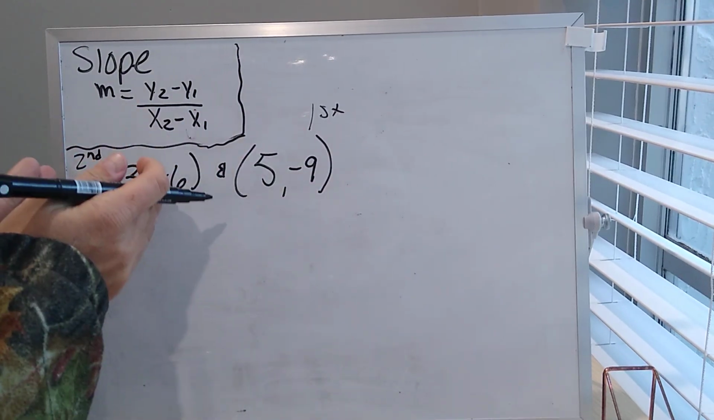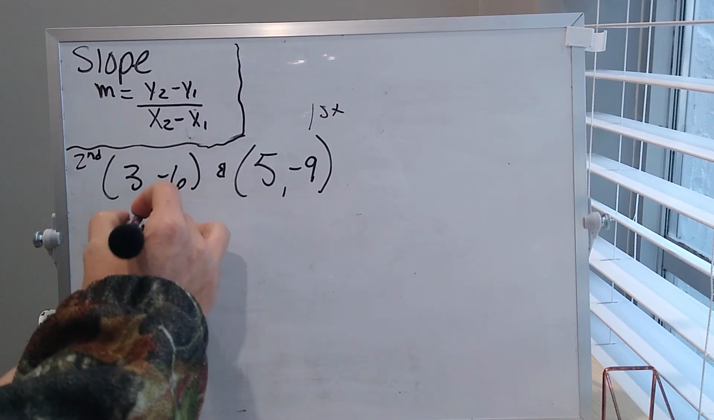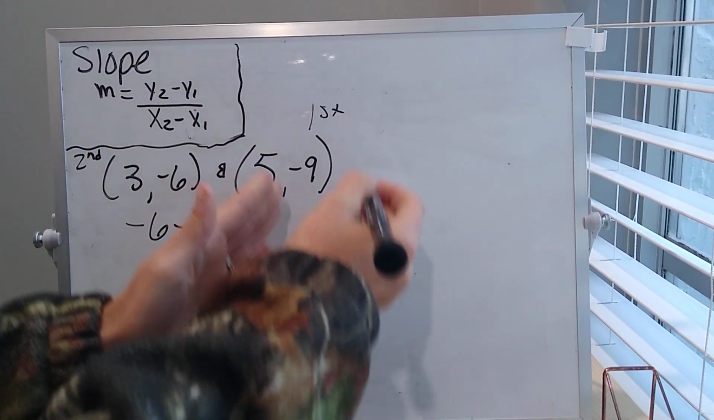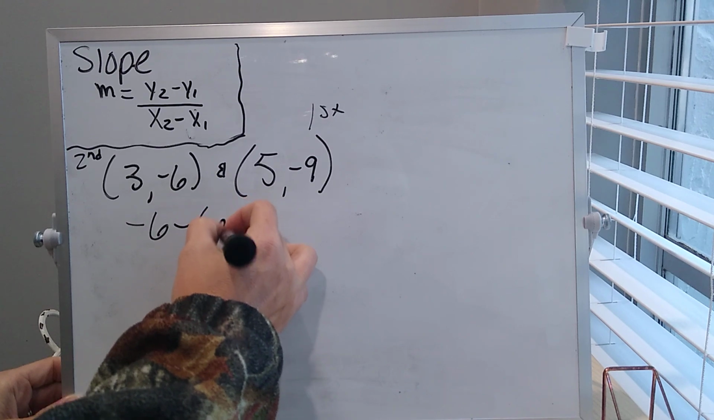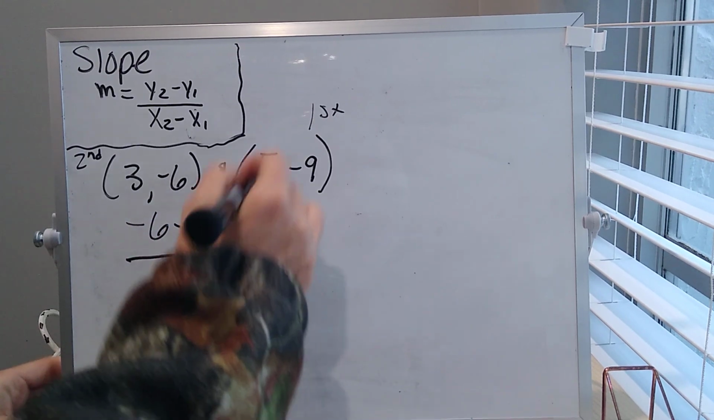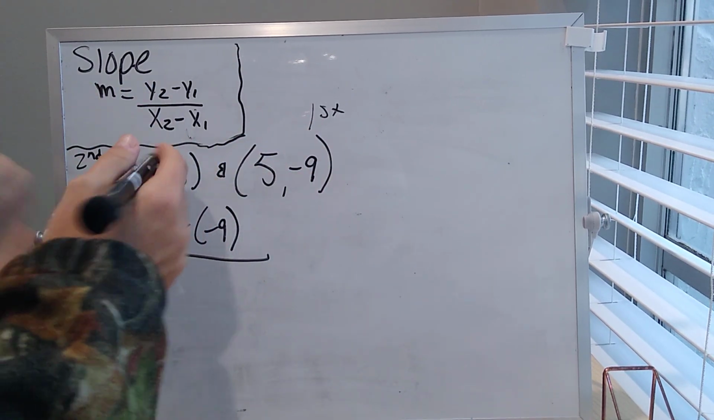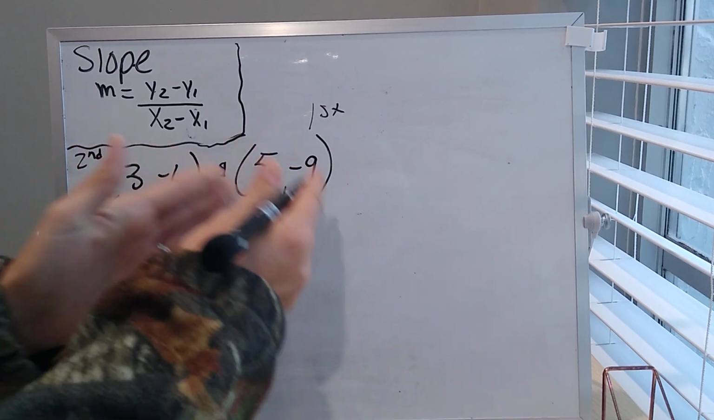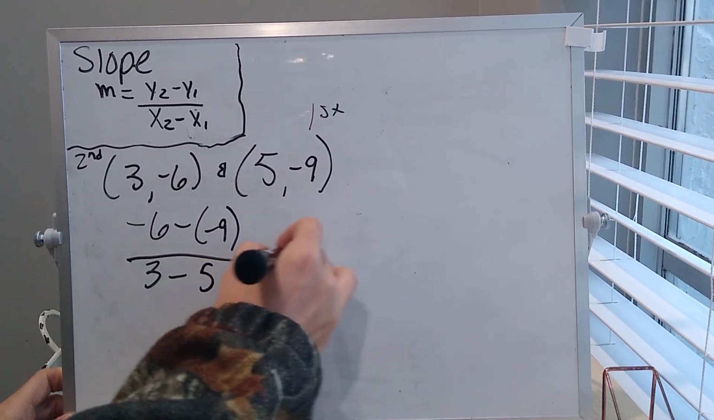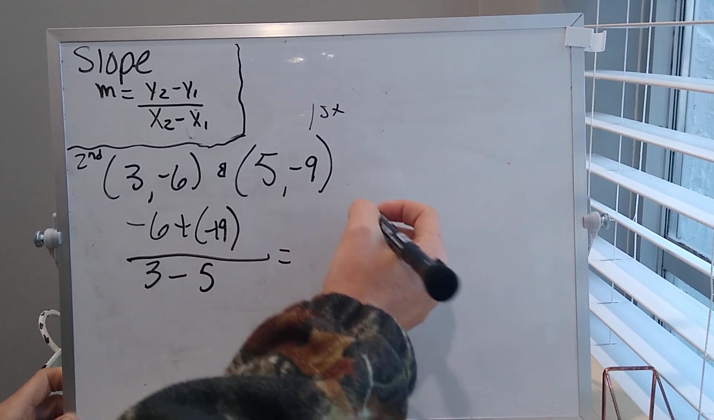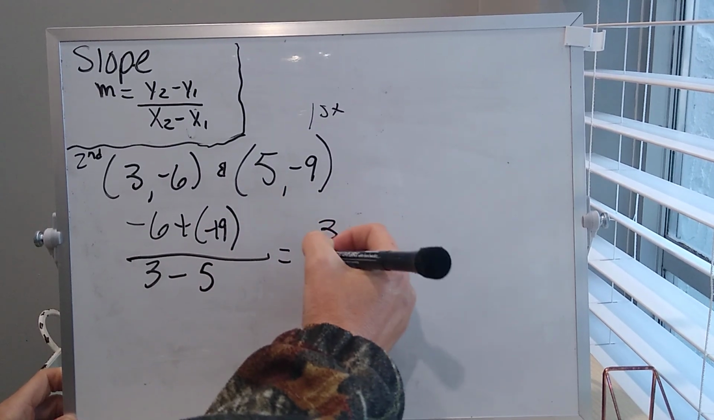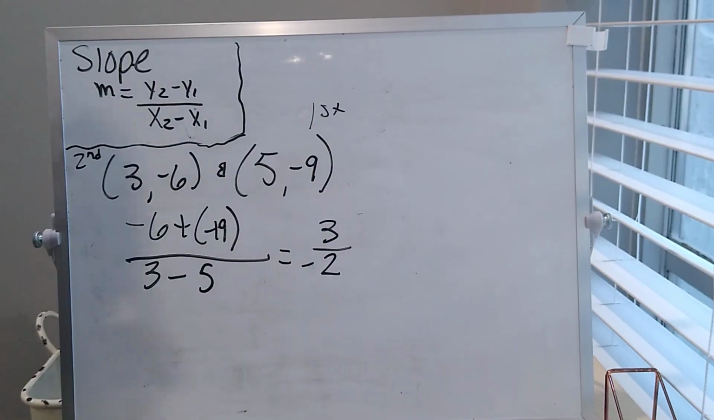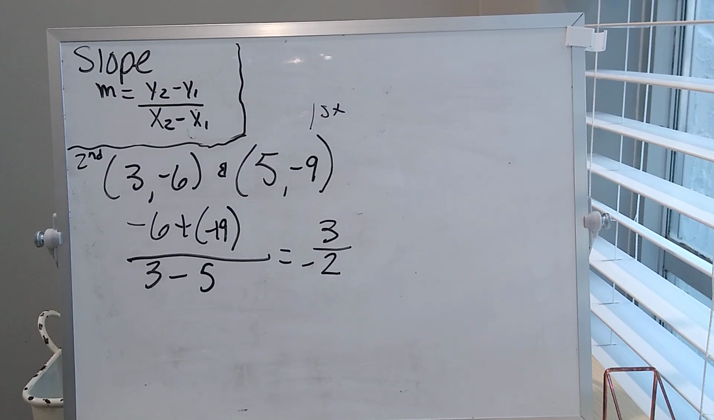Okay, so y2, now I'm pulling my 2's from this ordered pair. So -6 minus -9. Remember again, subtract that negative. And then x2, 3 minus 5 equals, so you get -6 plus 9 is 3, all over -2. You get the same thing, -3 over 2, because remember, your negative sign can be in the numerator, out in front, or in the denominator. Same thing.